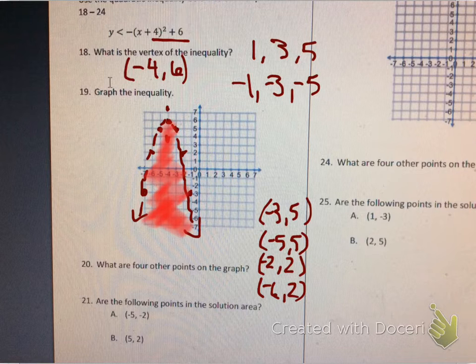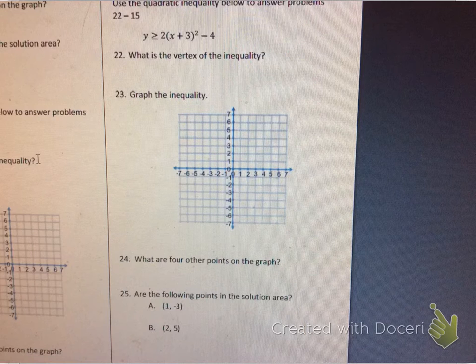Okay, so are the following points in the solution area? Negative 5, negative 2 is over here. Yes, it is. 5, 2 is over here, and that would be no, it's not. So you can see here these are fairly easy to set up and graph, at least in my opinion. Here's another one, the vertex, negative 3, negative 4.